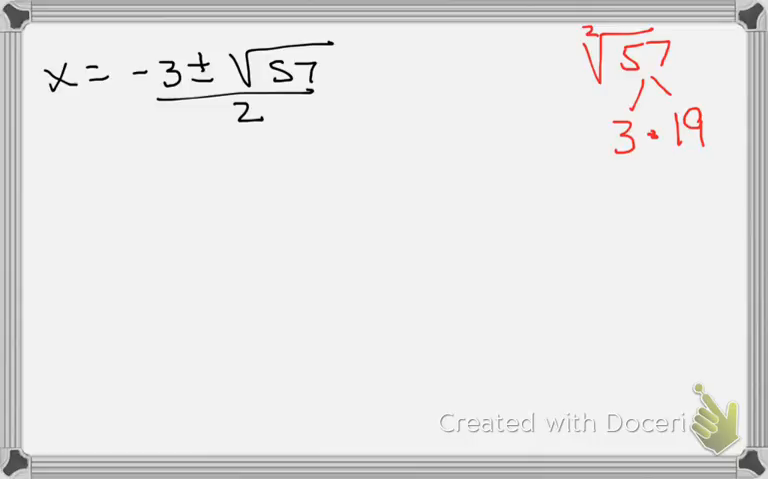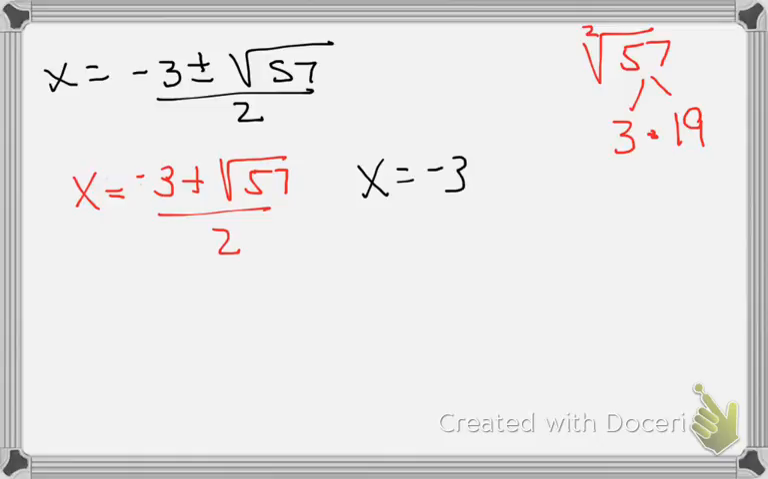So I'm just going to separate the two. I'll put them in different colors. I got x equals a negative 3 plus the square root of 57 over 2. And then my other one is x equals a negative 3 minus the square root of 57 over 2. Now, technically I could leave these like they are. If I'm putting these in a graphing calculator, I want to make sure that I put parentheses around them.